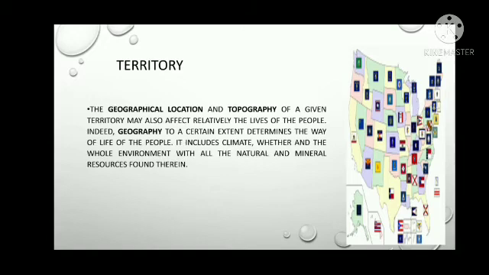The geographical location and topography of a given territory may also affect the lives of the people. Indeed, geography to a certain extent determines the way of life of the people. This explains that the topographical characteristics of a given area shape the culture, the tradition, and the daily life of the people. It includes also the climate, weather, and the whole environment with all the natural and mineral resources found therein. In addition to this, a topography is a detailed map of the surface features of a land.